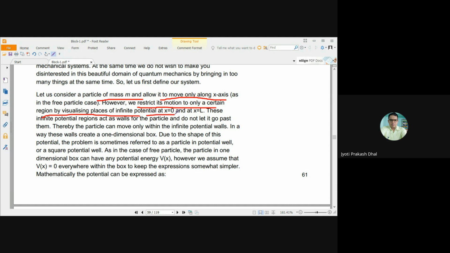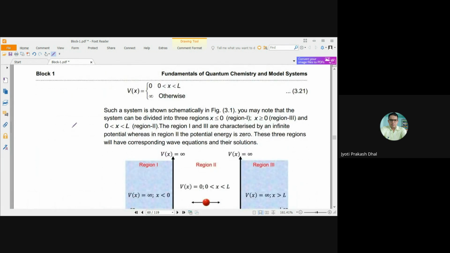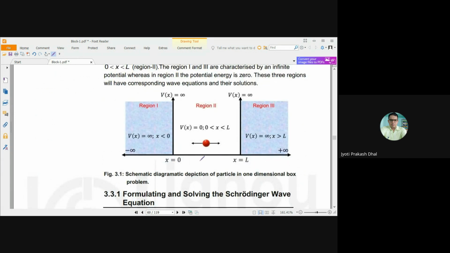So here that is a one-dimensional box. Box means some boundary will be there, and the boundary condition is the particle is allowed to move from x equals 0 to x equals L. That means the length of the one-dimensional box will be L. So these infinite potential regions act as walls of the particle and do not let it go past them. So here you can see this is the one-dimensional box. This is the particle of mass m. The particle is allowed to move from x equals 0 to x equals L.